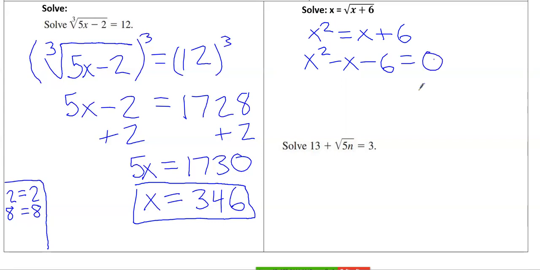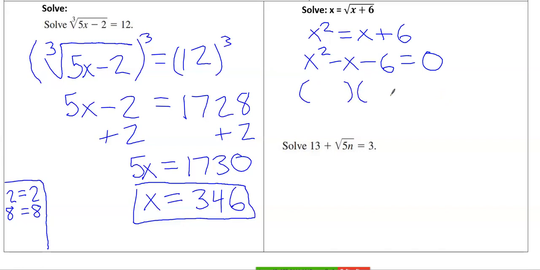And at this point, you have a lot of ways of solving this. We can solve this using the zero product property by factoring this. We can solve this using the quadratic formula, right? A is 1, B is -1, C is -6. You could solve this by completing the square and then solving the equation that you end up getting. I'm going to solve it by using the zero product property because I think this is pretty easily factorable.